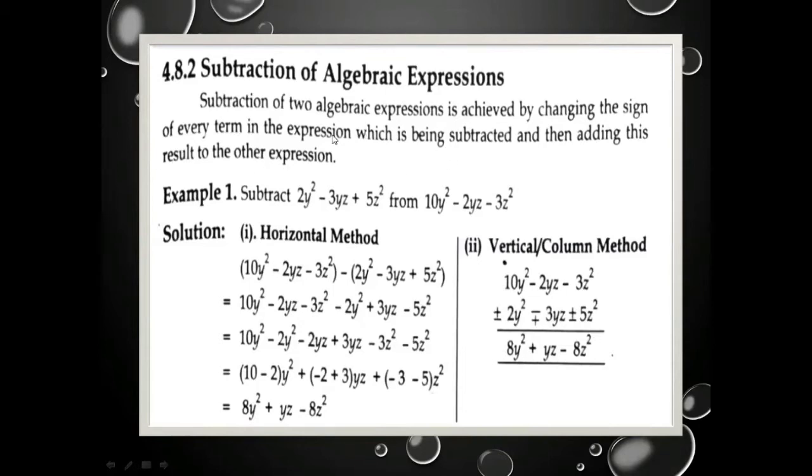For the complete understanding, we are going to follow example number 1. According to example number 1, the instruction is subtract 2y square minus 3yz plus 5z square from 10y square minus 2yz minus 3z square. There are two methods, horizontal and vertical or column method. So we will do the same question by both methods.